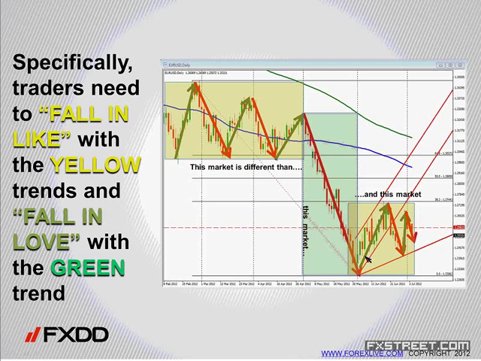And typically what you will see, ladies and gentlemen, is that when the market is trading in a fall in like type range for an extended period of time, it'll transition into a fall in love type market where you want to love being short for an extended period of time and get those bigger moves in the trend. But in these fall in like stages, they will have these mini trends along the way that you have to trade a little bit differently. You want to be in like with it, not be in love with it.